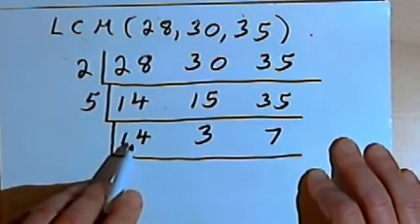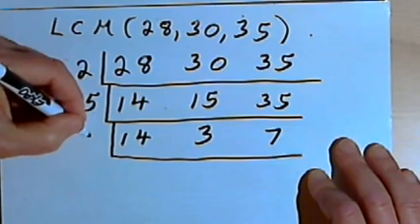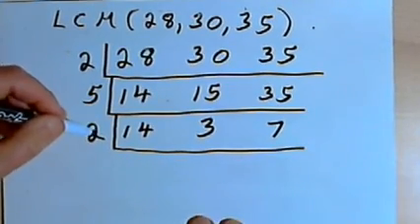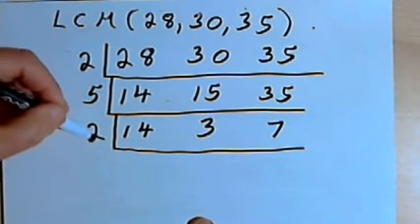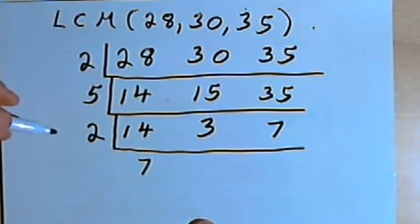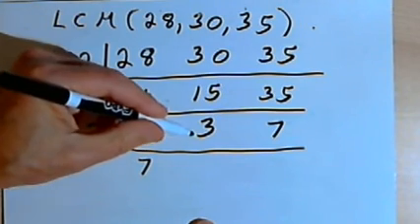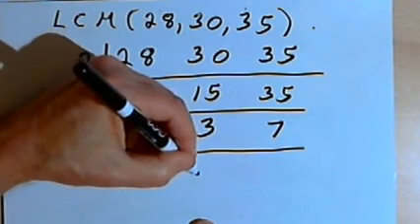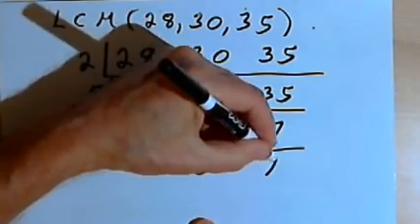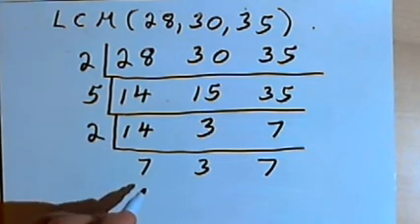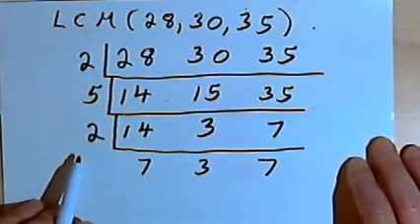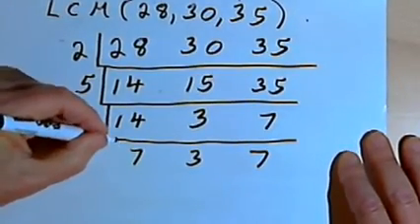And I can divide 14 by 2. I can't divide anything else by 2, but that's okay. So I'm going to write a 2 to the left of my box. I'll divide. 2 goes into 14 7 times. 2 does not divide into 3, so I'll bring down the 3. And 2 does not divide into 7, so I'll bring down the 7. Now I've got prime numbers on the bottom, but I've got 7 and 7. That's repeated. So I'm going to start again.